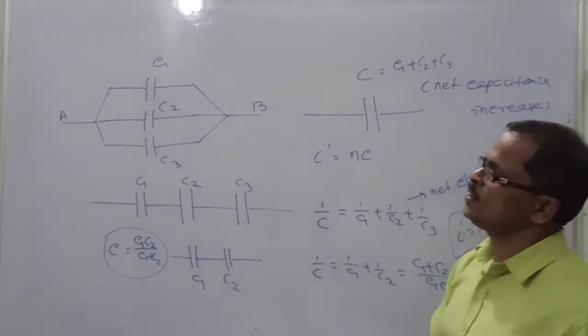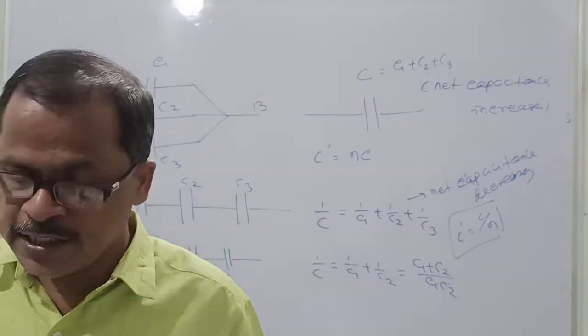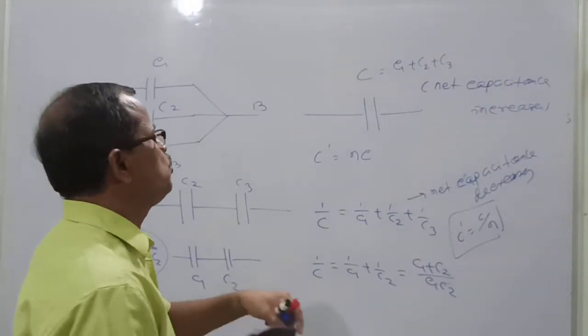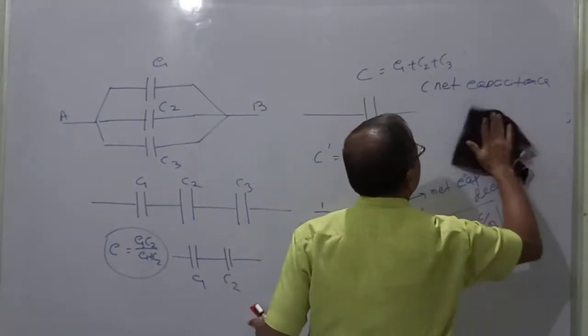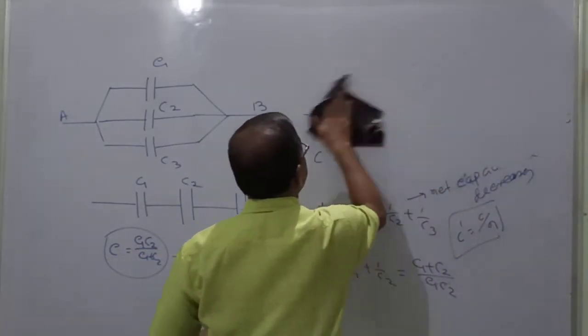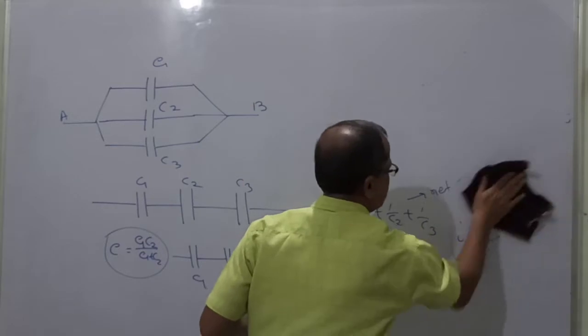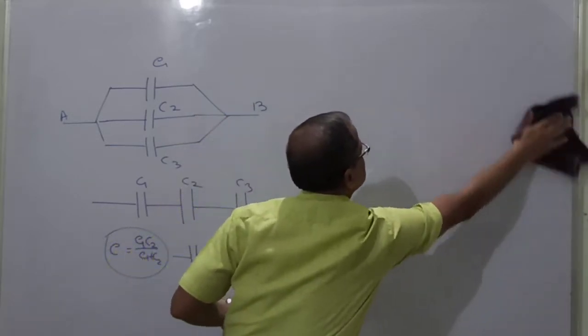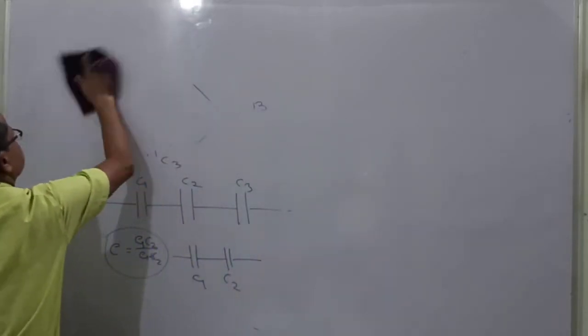So this is the combination of parallel and series. Then we'll go to parallel plate capacitors. When the capacitors are parallel plate, what is the capacitance? Then I will explain a few interesting problems, and how they match with parallel combination and series combination.